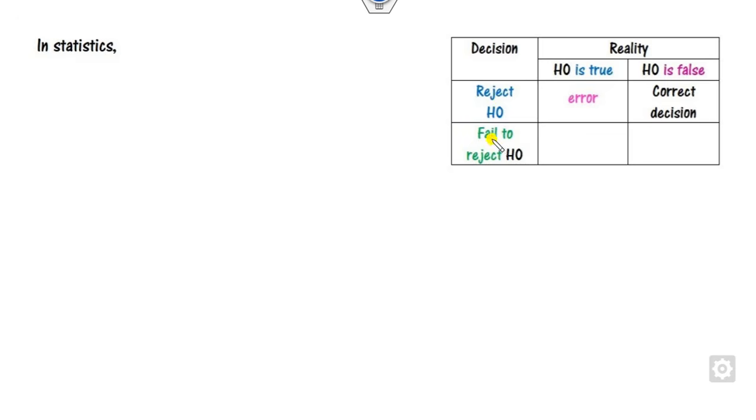Similarly, once you fail to reject H0 and H0 is true, it means you may accept H0. That means there is a correct decision. And similarly for the last case, there is an error, because you accepted H0, but initially H0 is wrong.